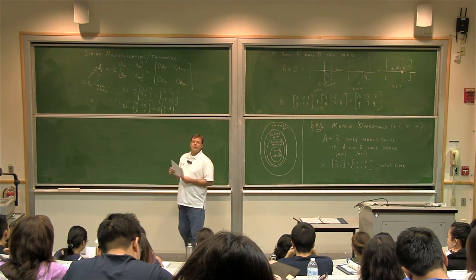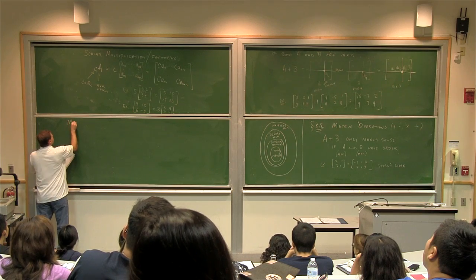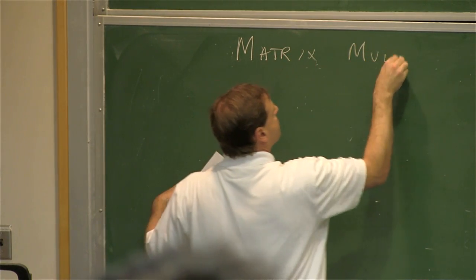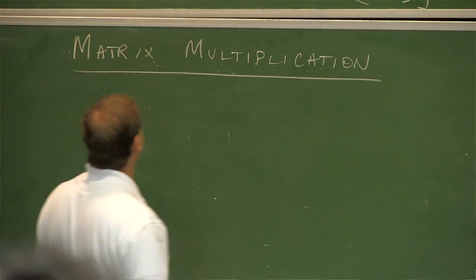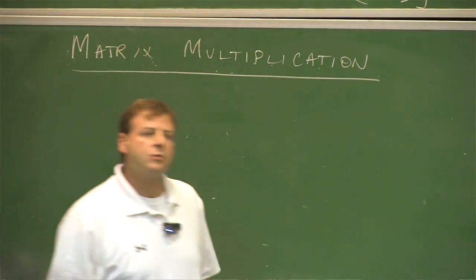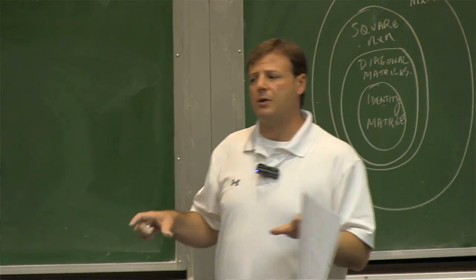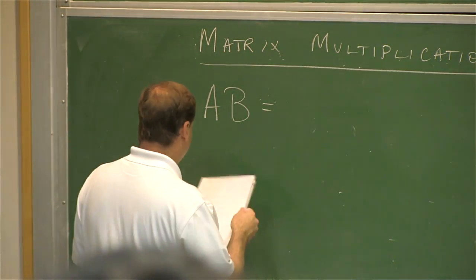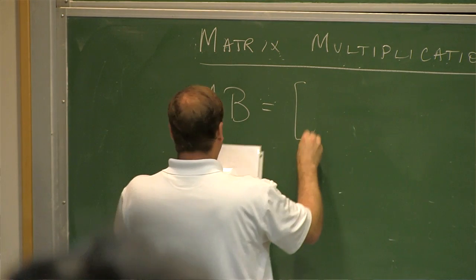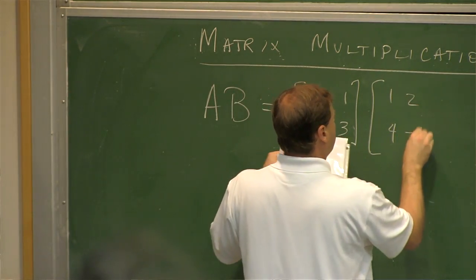So that's scalar multiplication. Now we need to get into how do you actually multiply two matrices. We'll do this by example. Just watch me do one, and then we'll try to tease out some of the method that we used, and we'll try to make a generalization of that. So let's start off with A, B. It's two matrices multiplied by each other. The first one is 2, 1, negative 1, 3. And the second one is 1, 2, 4, negative 1.